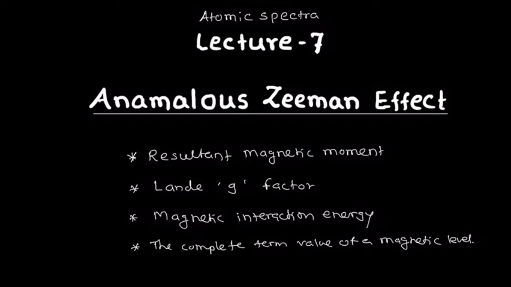Today we continue the earlier article on the Zeeman effect. In this article, we explain the anomalous Zeeman effect. That includes the resultant magnetic moment, Landé factor, magnetic interaction energy, and complete term value of a magnetic level. All these terms we discuss here one by one according to the vector atom model and Landé's g factor.